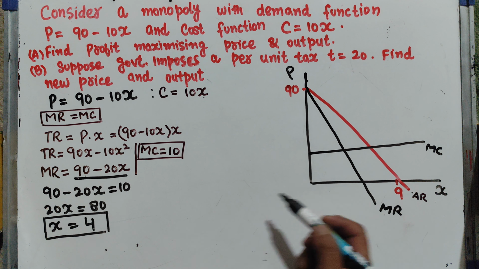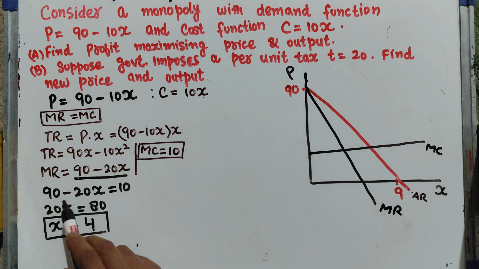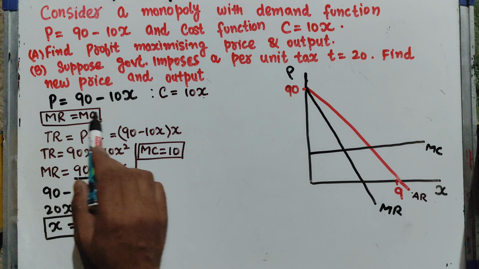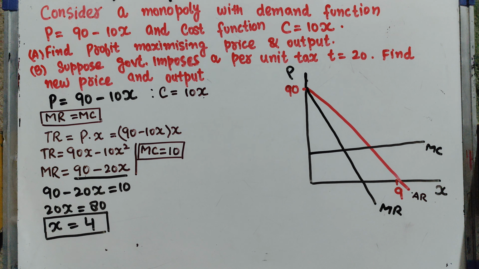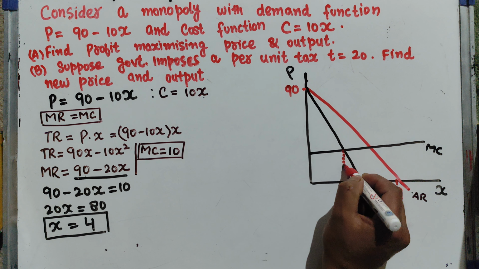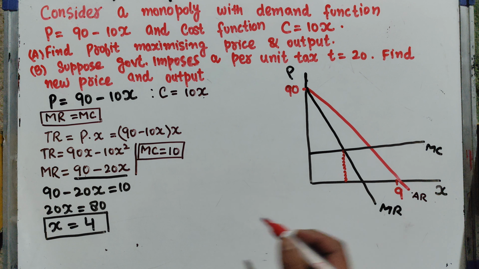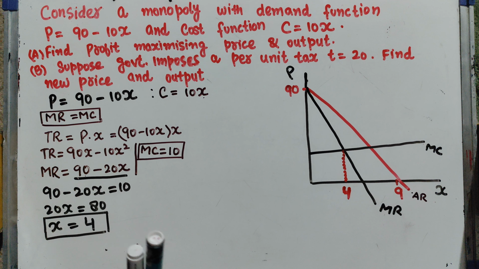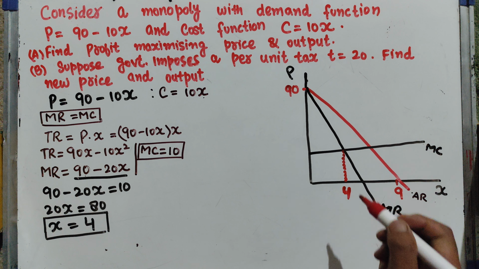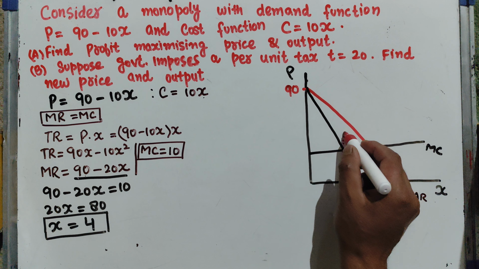Now we know that at equilibrium, marginal revenue should be equal to the marginal cost, this condition. So this marginal revenue, marginal cost. Okay, at equilibrium what happens? Our quantity is 4, and correspondingly we can find out the price. So price will be here.